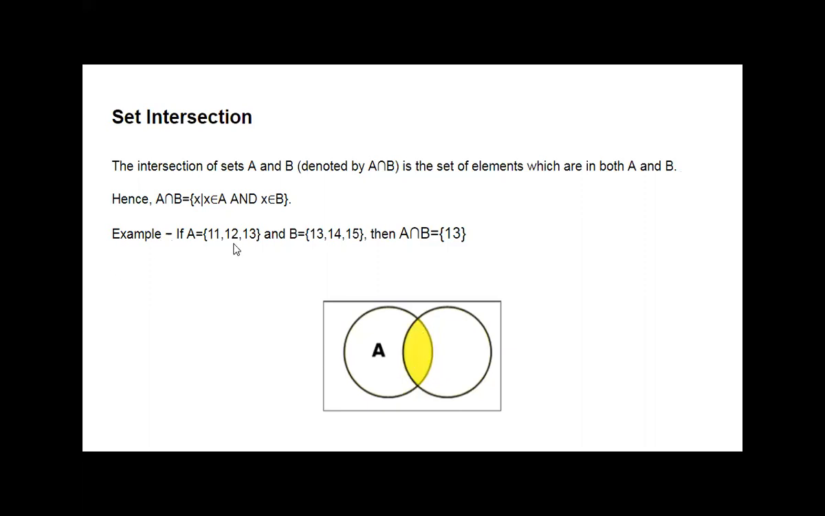The example we have taken here is A is 10, 11, 12, 13 and B is 13, 14, 15. So A intersection B will be only 13, because the common element in A and B is 13 only. Getting this intersection, it is the common element 13.